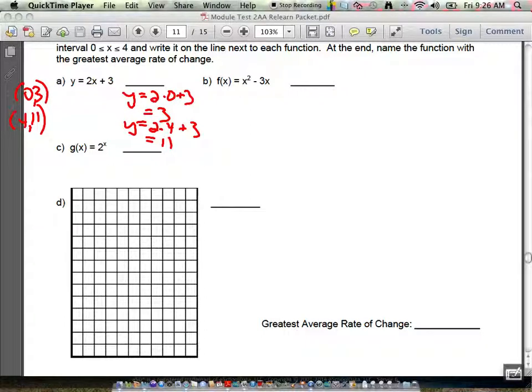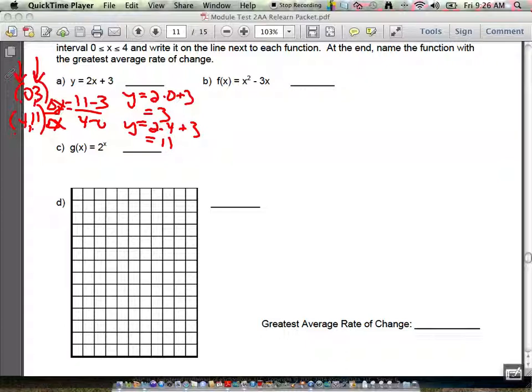And then, if I do change in y over change in x, now remember, your y's are here: 11 minus 3, over your x's are here: 4 minus 0. You must go in the same direction. If I do the 11 minus the 3, then I have to do the 4 minus the 0. I can't switch orders. Sometimes I see kids switch orders, and that's where it goes wrong.